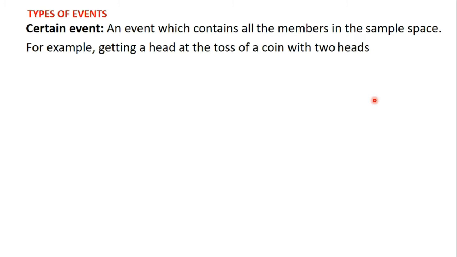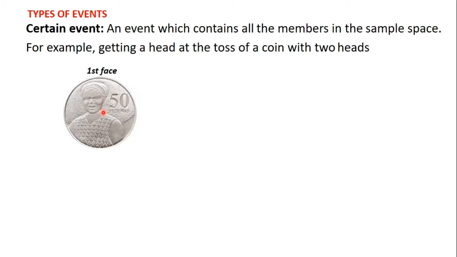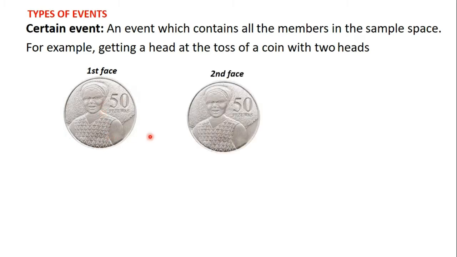We learned in the previous video that a coin has two faces, the head and the tail. But let's say that we have this coin and the first face is a head. The second face is also a head, not a tail. So this coin has two heads. The first face is a head and the second face is a head.